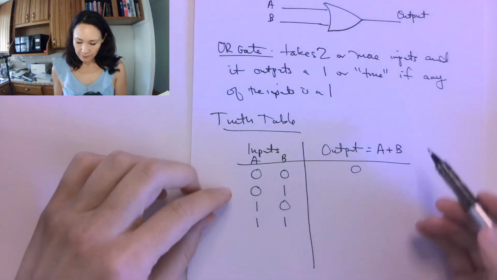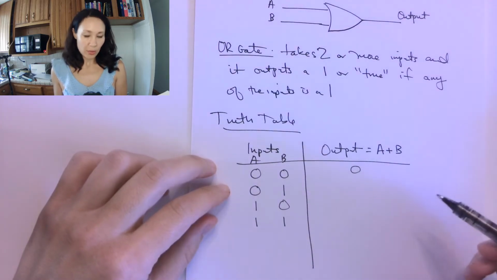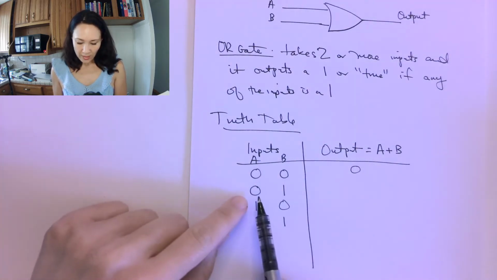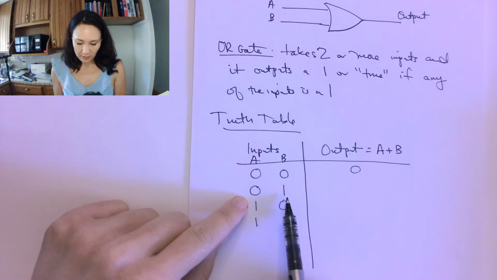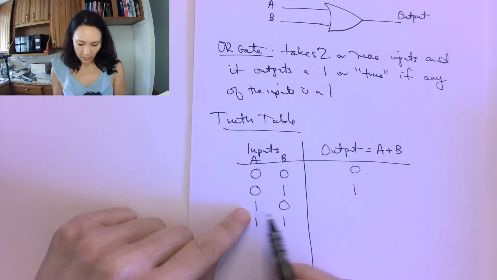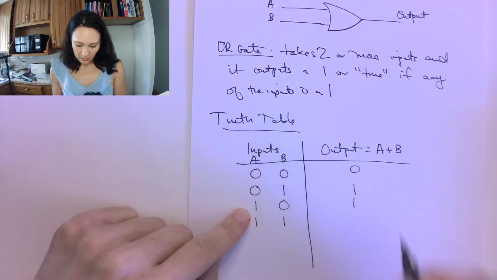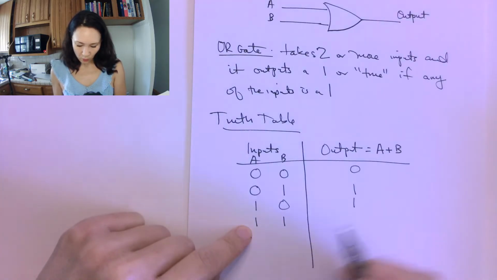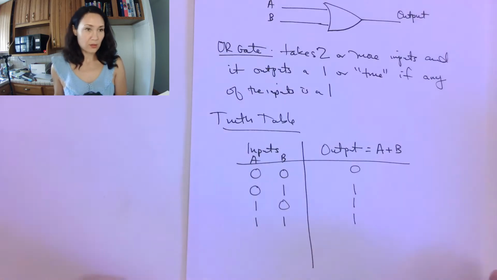So now to fill out our outputs in the table, so this is read 0 or 1. So since this is 1, our output will be 1. This is read 1 or 0. This is true. And 1 or 1, since both of them are 1, that's also a 1.